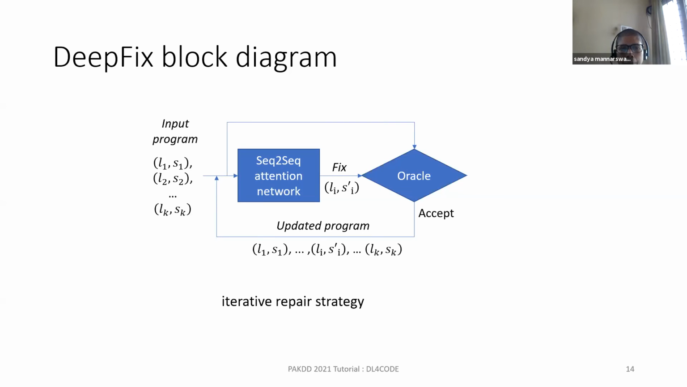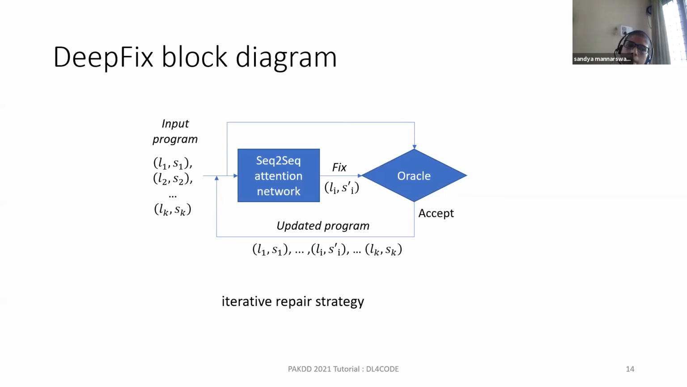So maybe the program has more than one error. The first time, the model picks up one error and suggests a statement-wise edit to fix that error. Then you feed it to an oracle, which either accepts the fix or rejects the fix, right? If it accepts the fix, then you need to go through this process iteratively until all the errors in the code get fixed. So this is basically an iterative repair strategy.